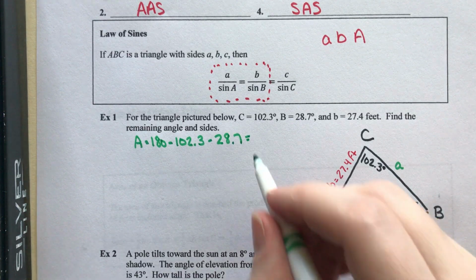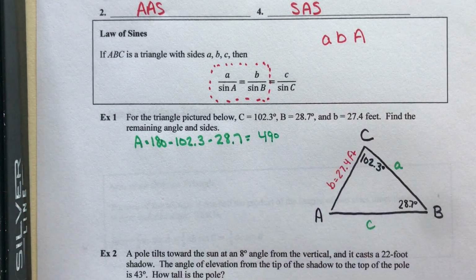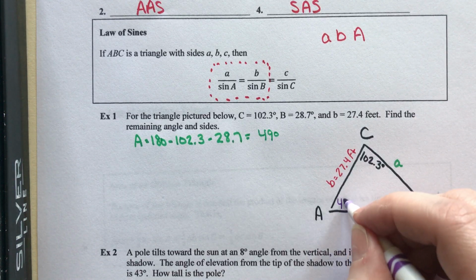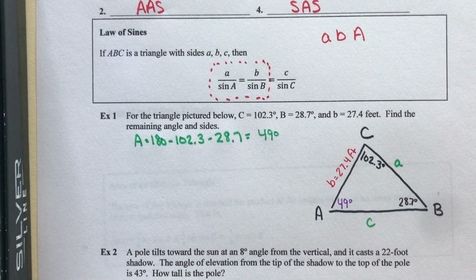And that gives me 49 degrees. I'm going to mark that off here, 49 degrees. Now, this is not a right triangle, so I can't use SOHCAHTOA. I can't use the Pythagorean theorem. I've got to use the law of sines as long as I have enough information.